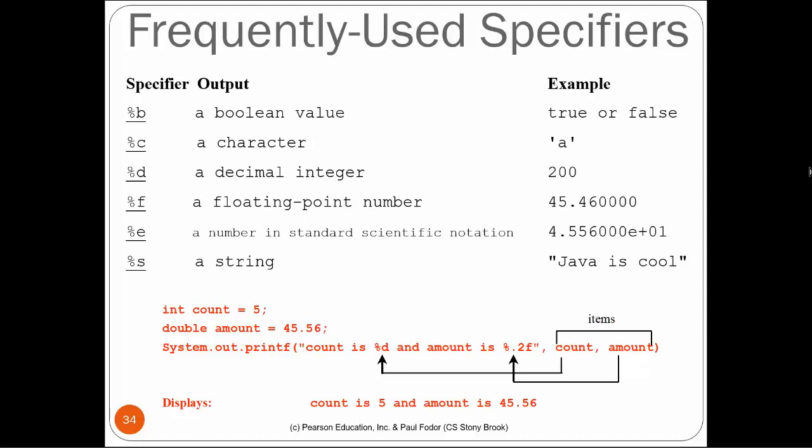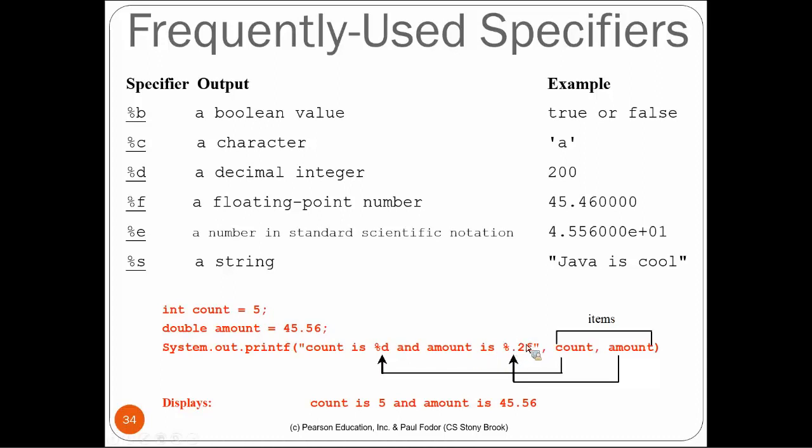%b stands for a Boolean value. %c stands for a character. %d stands for a decimal number. %e stands for a number in standard notation, which starts with 1 digit, the decimal dot, any number of digits, and then the exponent. And %s stands for a string.